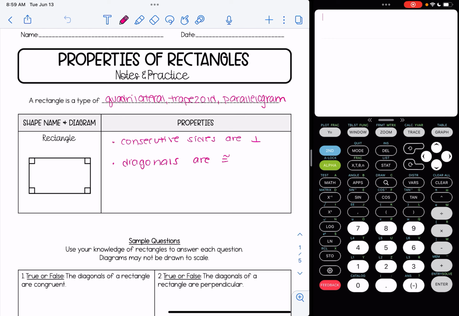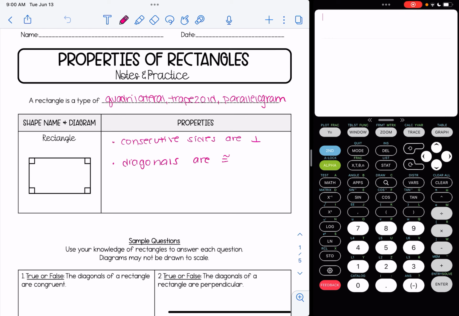And then a rectangle is a type of parallelogram as well. That means it inherits all of those properties. So for instance, it takes the properties of a quadrilateral, like it has four sides. It takes the properties of a trapezoid, like same side interior angles are supplementary. It takes the properties of a parallelogram, opposite sides are congruent and parallel.